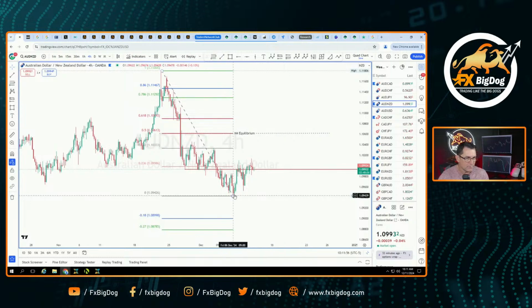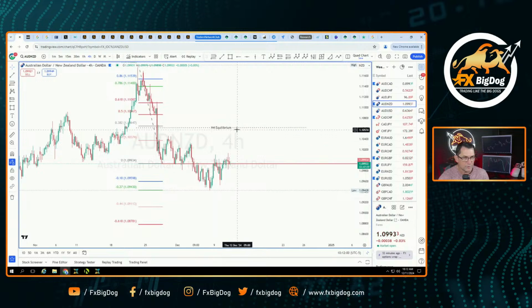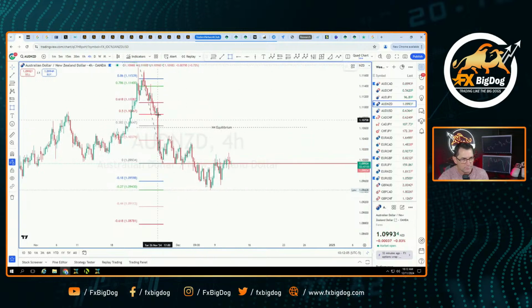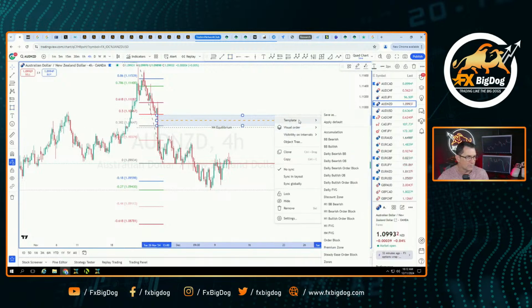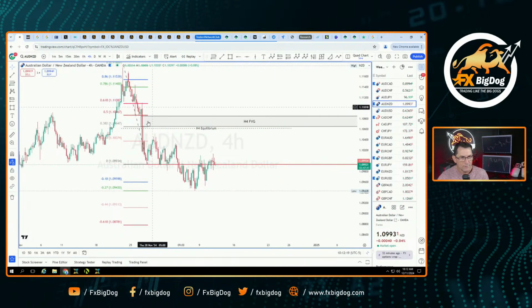So let's move this back here. This is where I can see price moving to equilibrium. Now, take a look over here. Do you see this big gap right here? Price has got inefficiency here. Wow, are you kidding me? So we've got a 4-hour order block sitting over here. Sorry, not order block, a fair value gap, right?